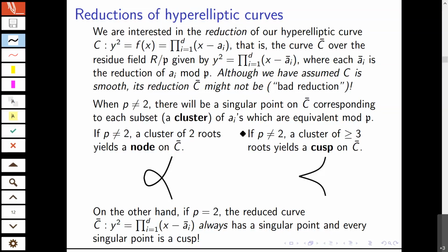And moreover, it's not too hard to see algebraically. The singular point will always be a cusp. So no matter what, even if the reductions of the roots are all distinct, you will always get singularities on the reduced curve, and they will always be the bad kind of singularity, not a node.